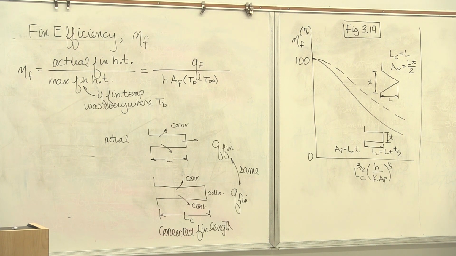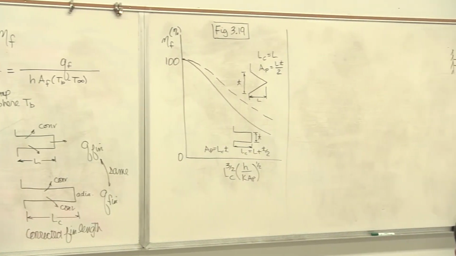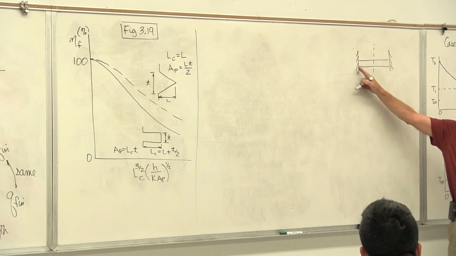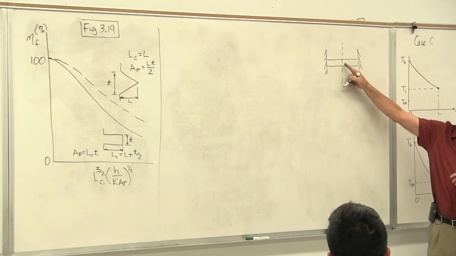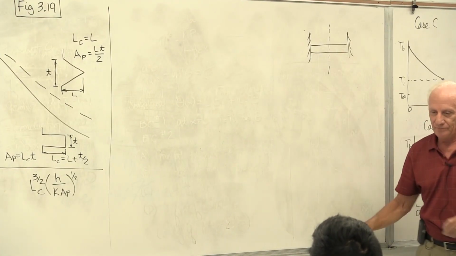Guess what happens in the middle of the fin? How much heat crosses that line? I'll tell you, nothing, right? It's symmetrical. If this is 100 degrees C, that's 100 degrees C. Guess how much heat crosses the middle of that fin? Nothing.